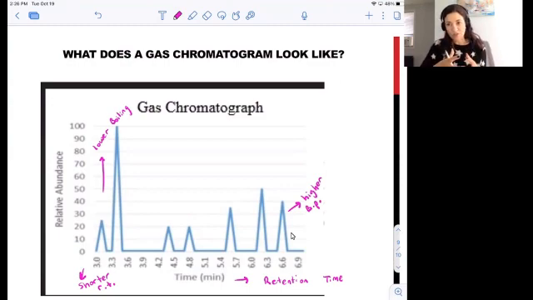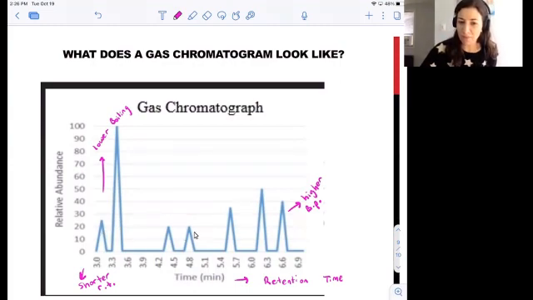The other really useful piece of information we can gain from a gas chromatogram is the number of components present in a sample. If I count up the number of peaks that I observe, that tells me how many individual unique components I'm detecting in my sample.